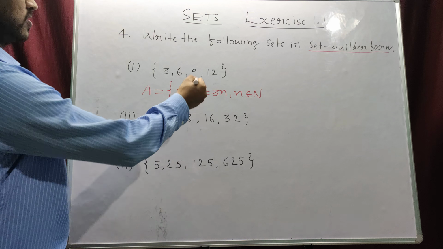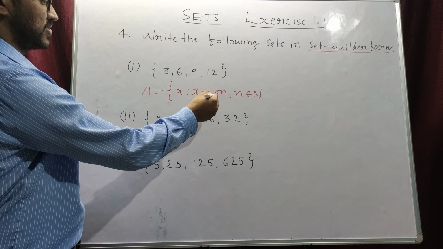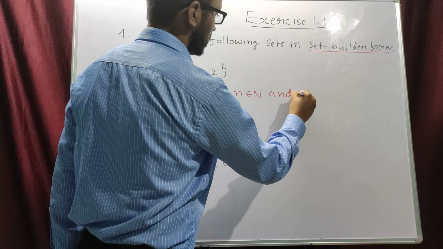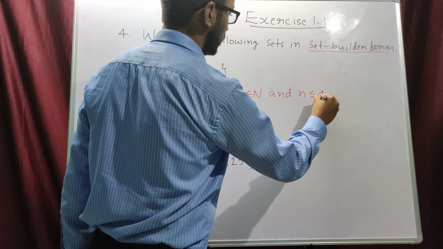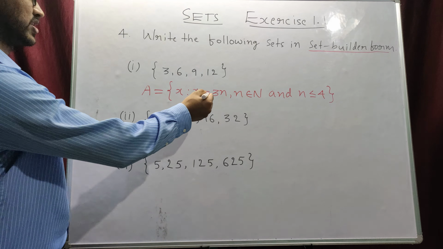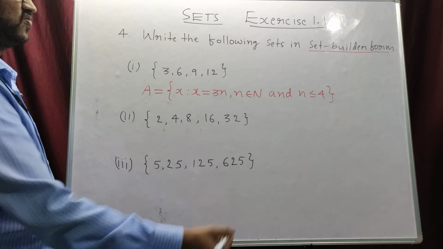So here 12 means it is the fourth multiple of 3. And n should be less than or equal to 4. So we are considering multiples of 3 till where? Till the fourth multiple.